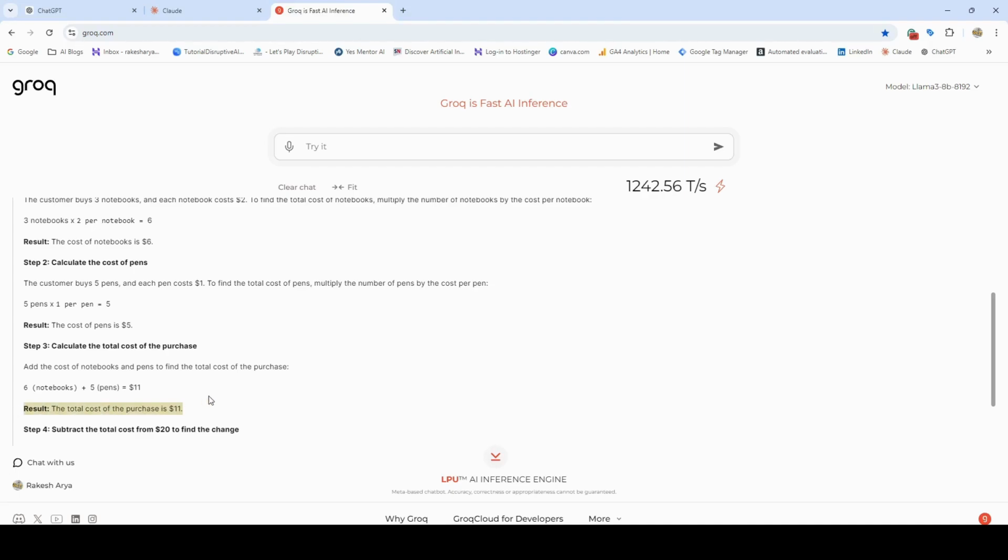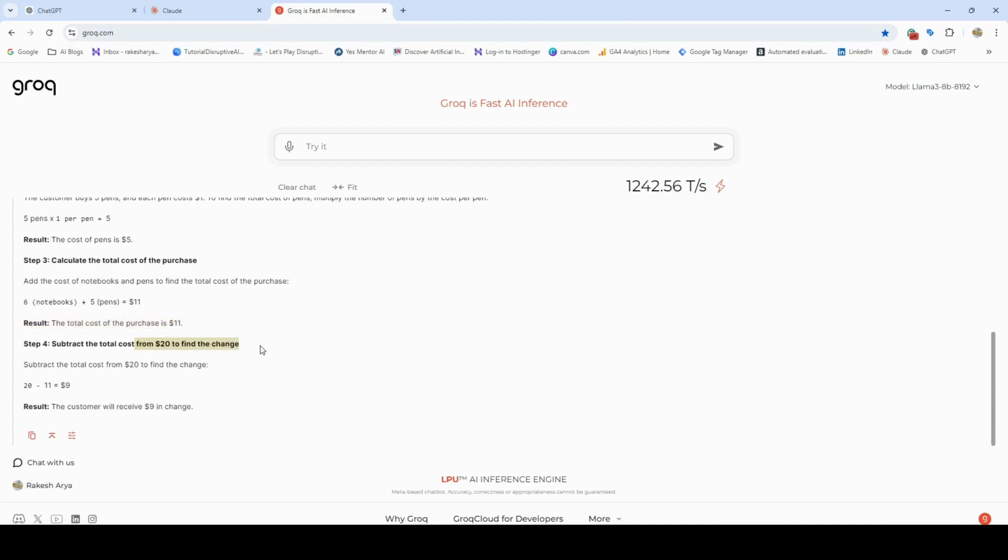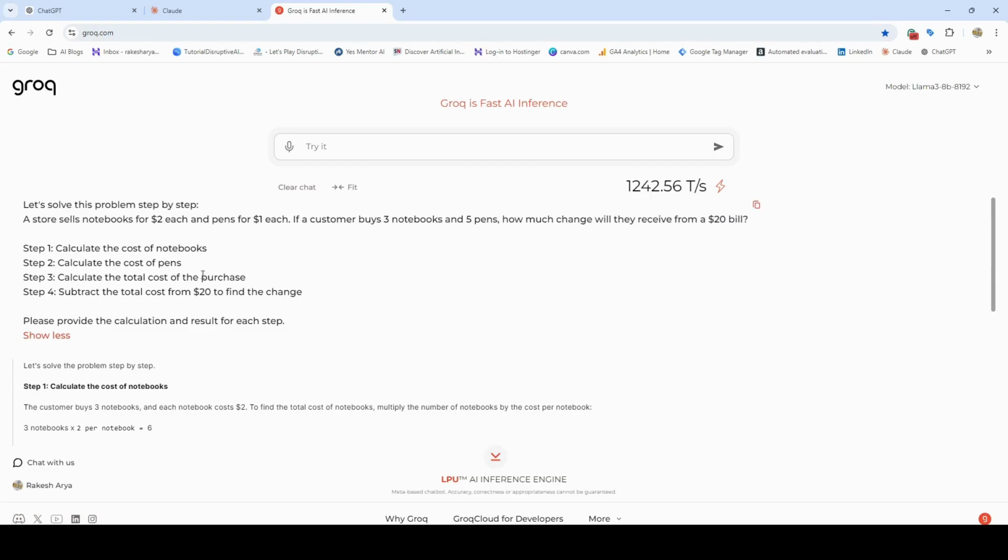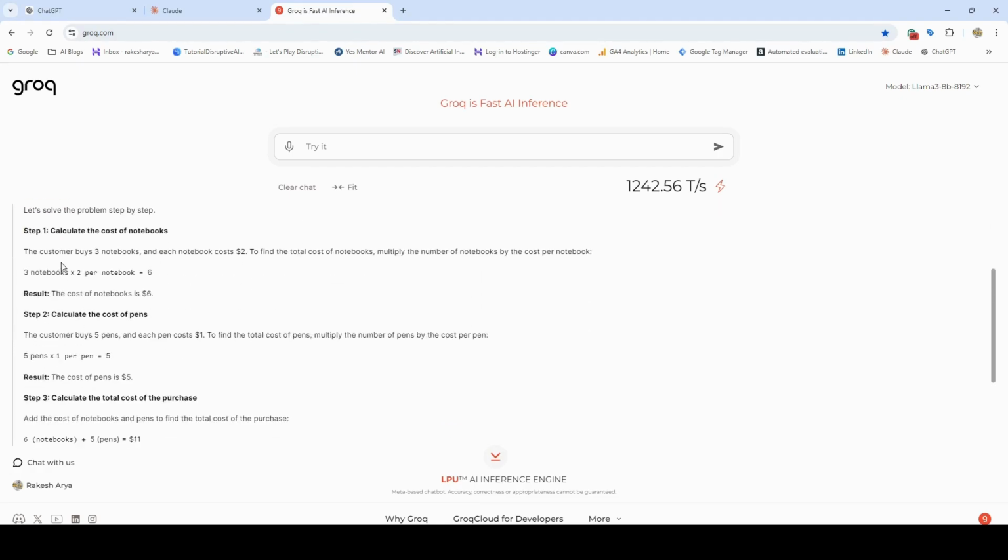So that's our total bill, and we give $20, and from $20 this is our cost, and we get $9 back. So this is what we were expecting. So you have seen this power of chain of thought prompting, where we are getting the explanation for all these steps. So that's how we will give that. So let us try getting the answers for a few shot prompt.